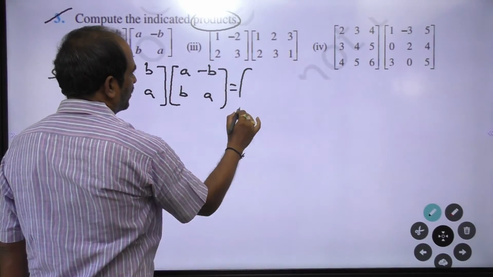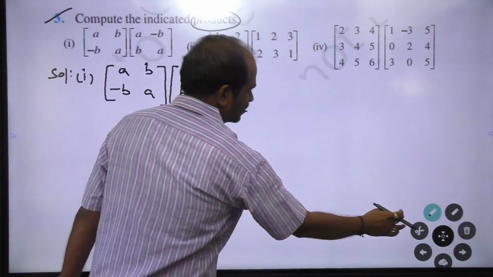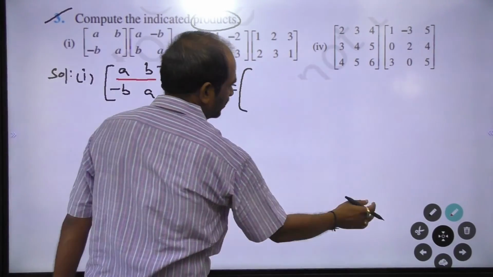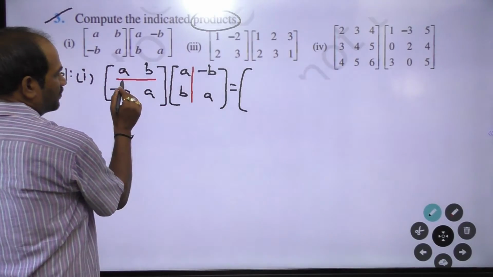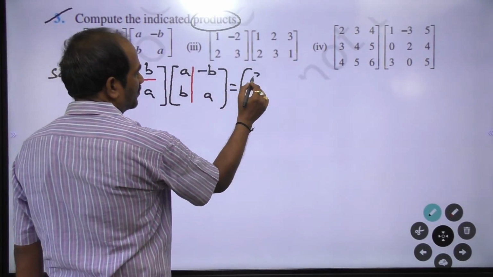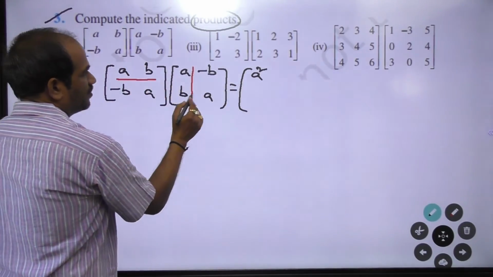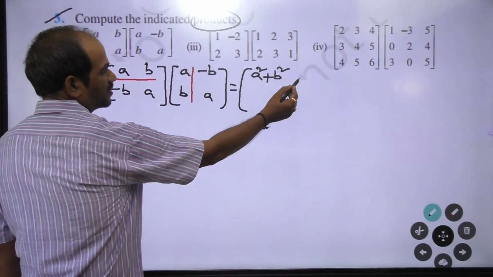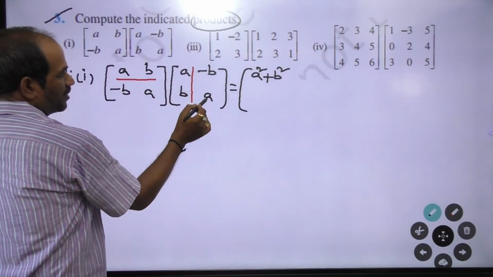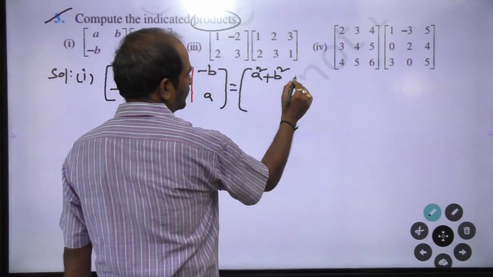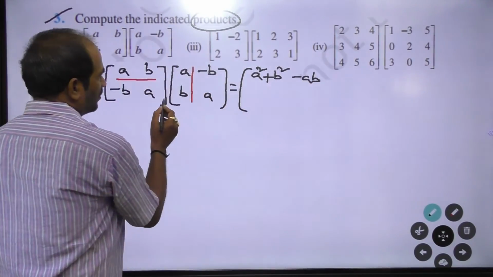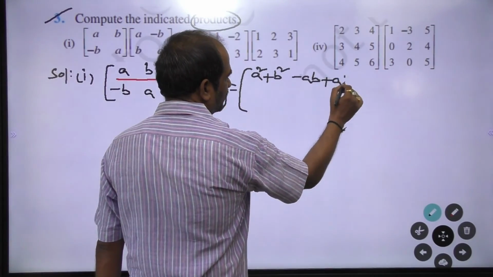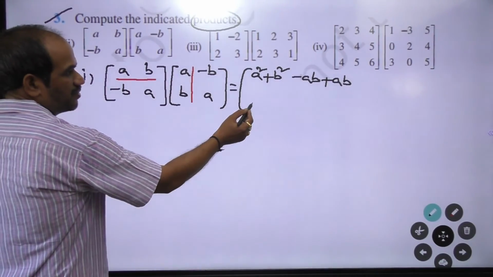That is equal to, multiply first, take first row, first column. In this element, first A into A is A square. Next one, B into B is B square, plus B square. Next, this element is first row, second column. So take first row, second column. A into minus B is minus AB. Next, B into A is BA. So that is plus AB. Next, this element is second row, first column.